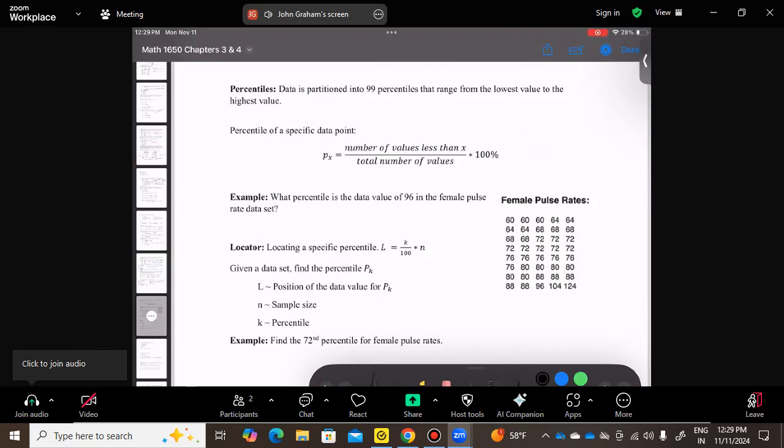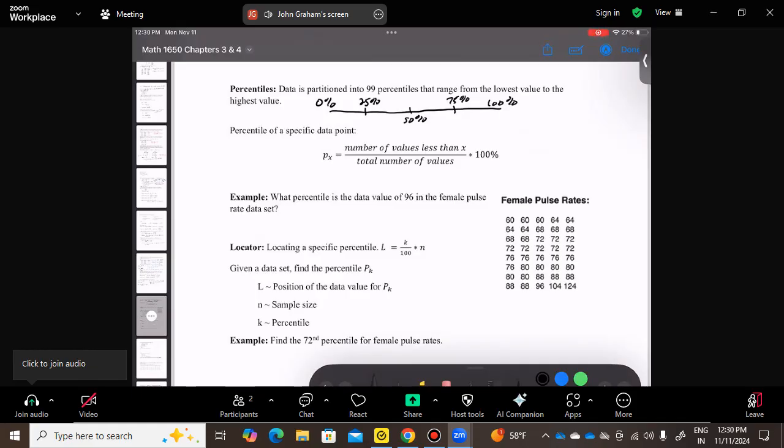Percentile. Data is partitioned into 99 percentiles that range from the lowest value to the highest value. Basically, we're talking 0% on one end, 100% on the other end, and then 99 different percentiles in the middle, where 50% is here, 25% breaks that up, 75% breaks this up, and so on. We'll keep breaking this into 99 percentiles.